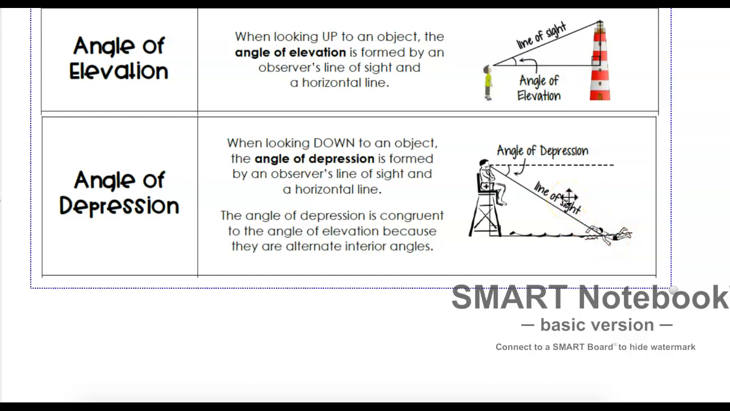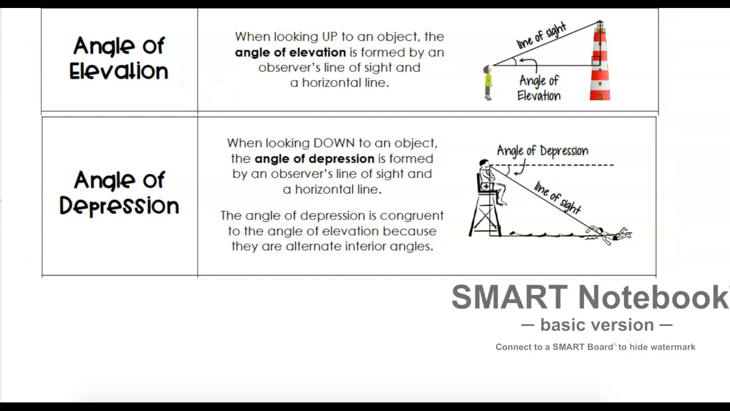Now, in a diagram, the angle of depression is congruent to the angle of elevation because they are alternate interior angles. So alternate interior angles, that's a word that we've learned before. If we look at this picture here of the lifeguard, our yellow line is our line of sight. Now this green angle here is our angle of depression. It's going to be congruent to the angle of elevation. So the angle of elevation in this picture would be this green angle right here, the angle that is formed by the swimmer's line of sight and the horizontal line of the water.